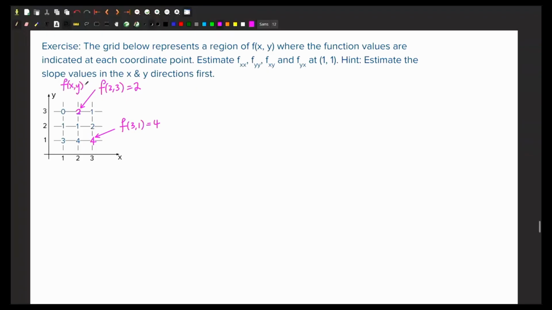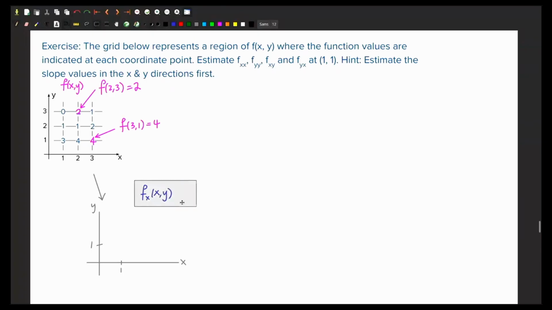Now we want to estimate f sub xx, yy, xy, and yx at 1, 1. At this position 1, 1. How? Certainly, in order to get f sub xx, you must get f sub x first. Without f sub x, you cannot get f sub xx. So how to get f sub x? Same thing, I draw it. At x equals 1, y equals 1, what is f sub x? F sub x is that you take a step in the x direction. So at 1, 1, you must take a step in the x direction and see what the function value is.